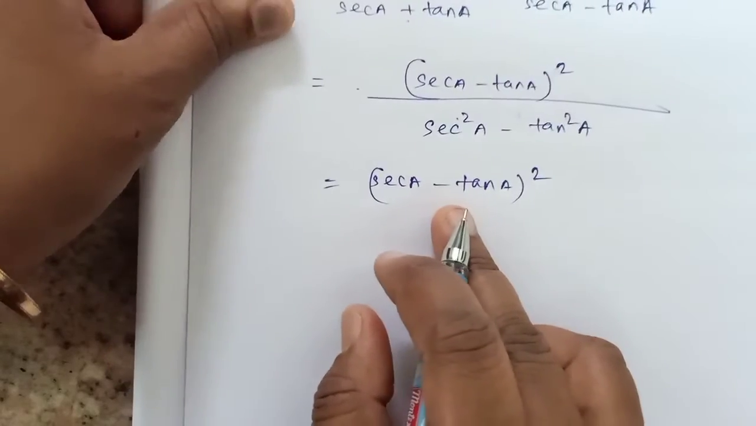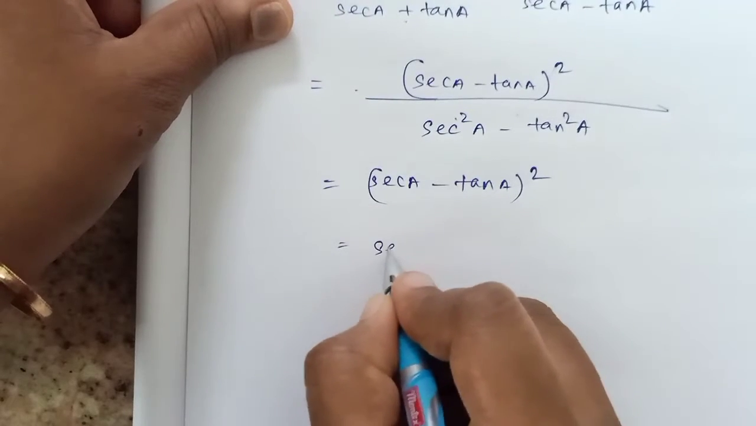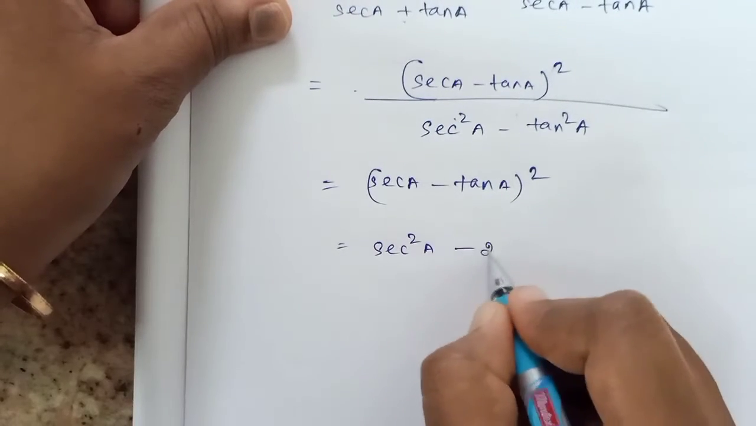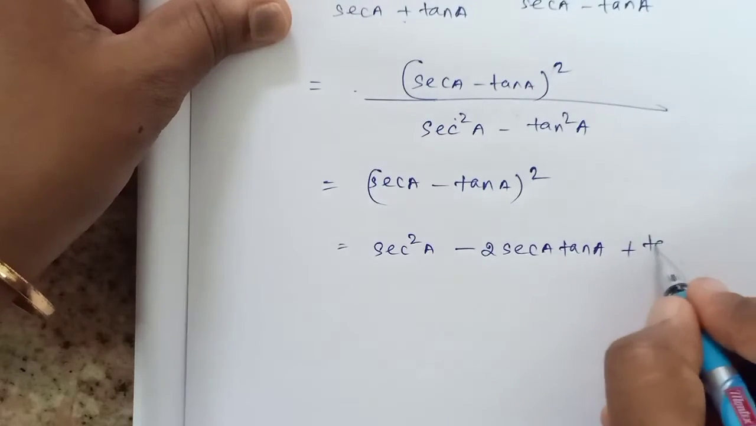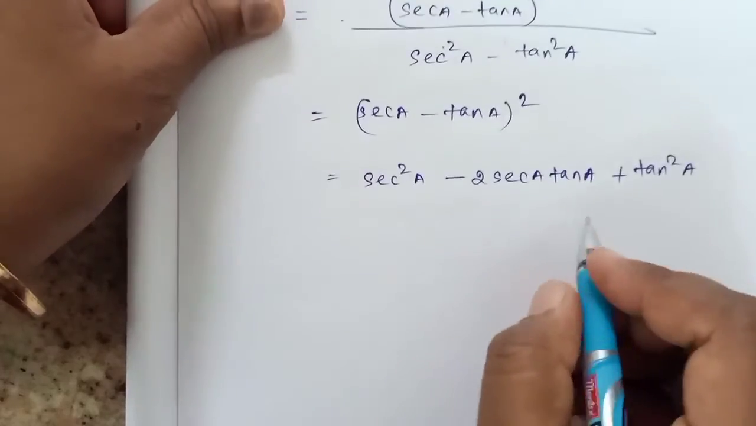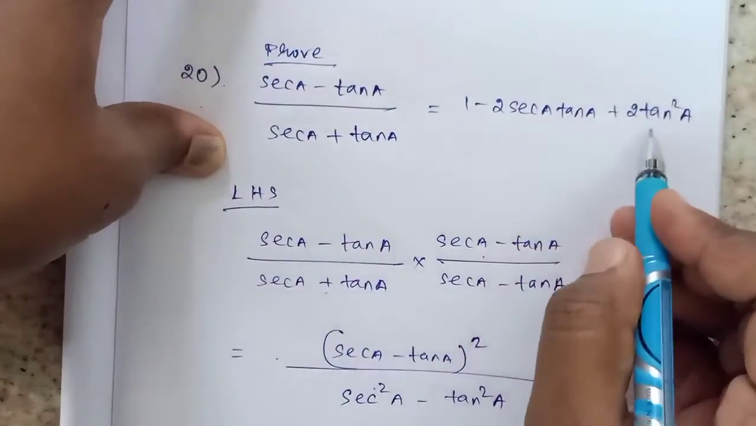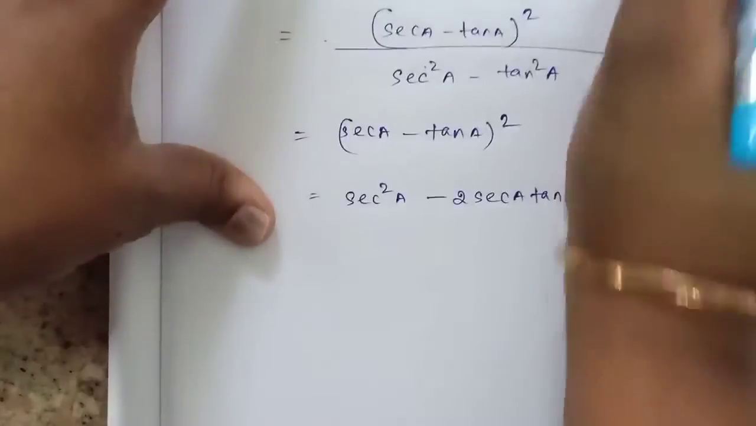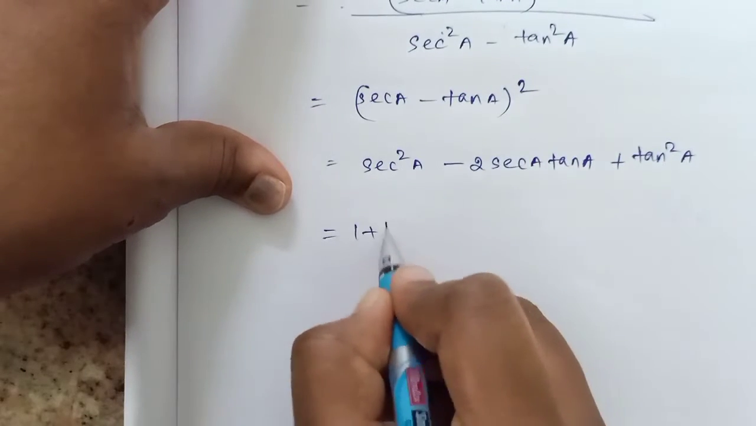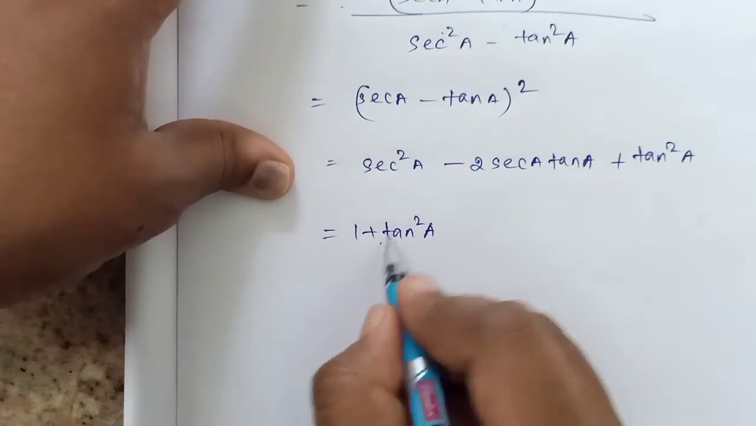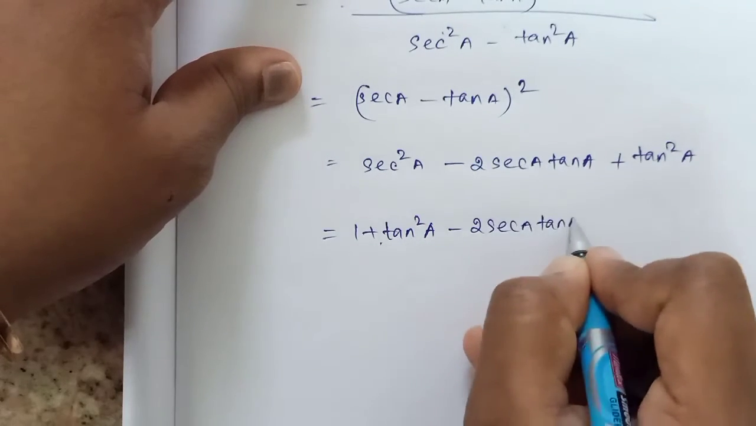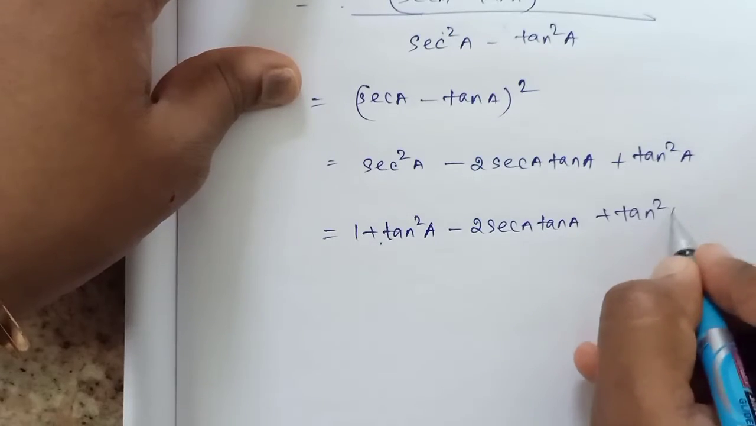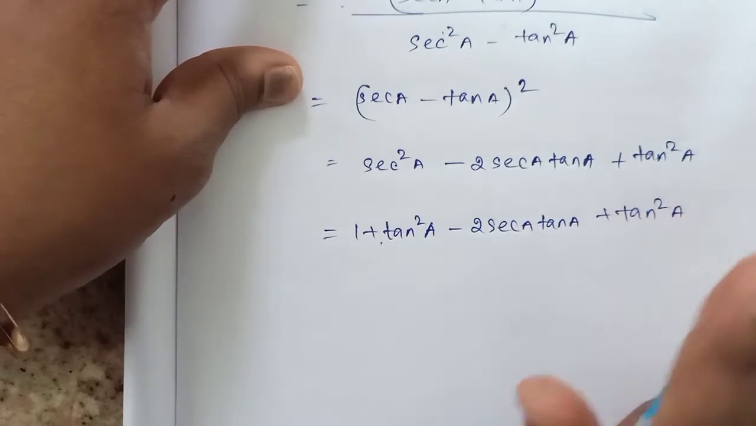We can apply the a minus b the whole square formula. So a square minus 2ab, 2 into secant A into tan A, plus b square, tan square A. But in our right hand side we don't have a secant square A term, only tan square A. So secant square A we can write as 1 plus tan square A. This is our trigonometric identity. So 1 plus tan square A is secant square A minus 2 secant A tan A plus tan square A. Tan square A plus tan square A means 2 tan square A.